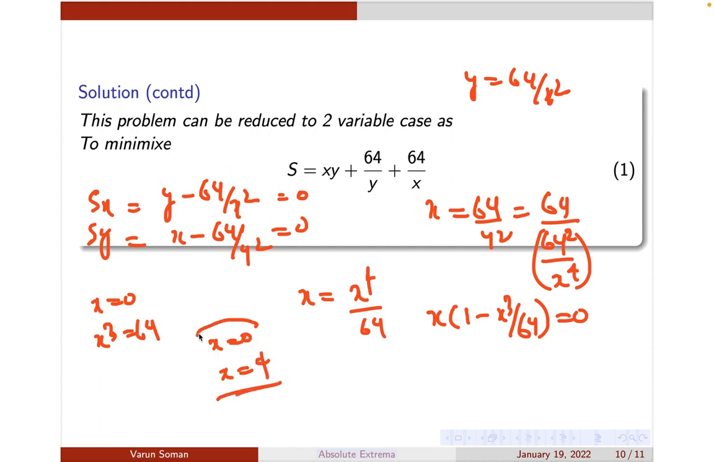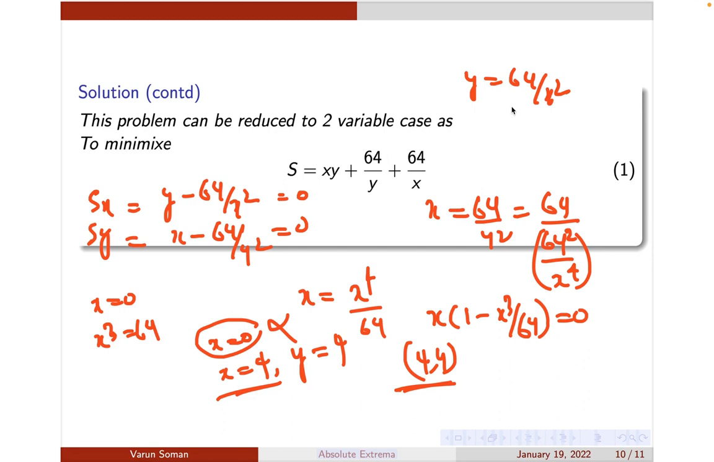Now x equal to 0 you can straight away avoid, because in this problem you are talking about the dimensions of a box, so there is no box with 0 length. You can discard this due to the physical nature of the problem. When x is equal to 4, the y value will be 64 by x square, which is 64 by 16, which is 4. So only one possible candidate for maxima or minima is there. 0 you can straight away discard, because if x were 0, your y would become infinity.